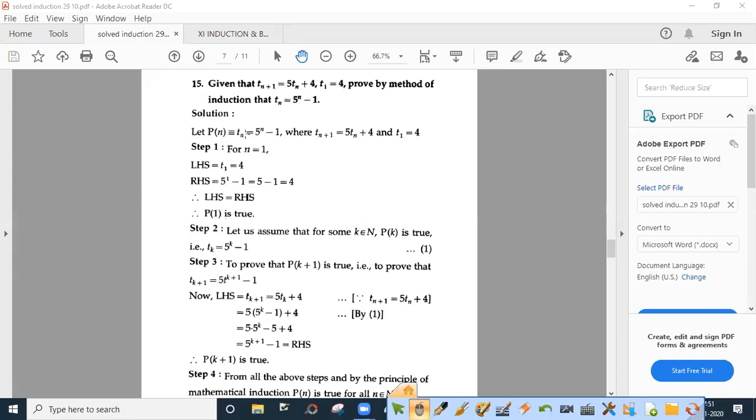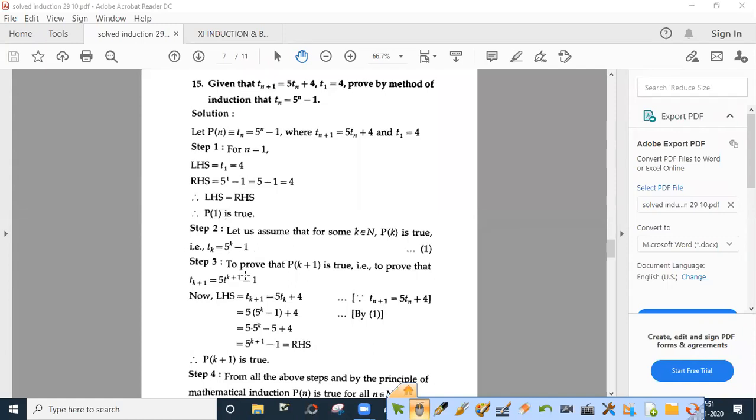Step 1, for n equal to 1, what is T1? It is 4 given. Okay. Now put n equal to 1 on right hand side. So 5 raised to 1, which is 5, minus 1, 4. Yes. So LHS equal to RHS. That is P of 1 is true. Second step, let us assume for some k belonging to N, P of k is true. Means what? Tk equal to 5 raised to k minus 1.